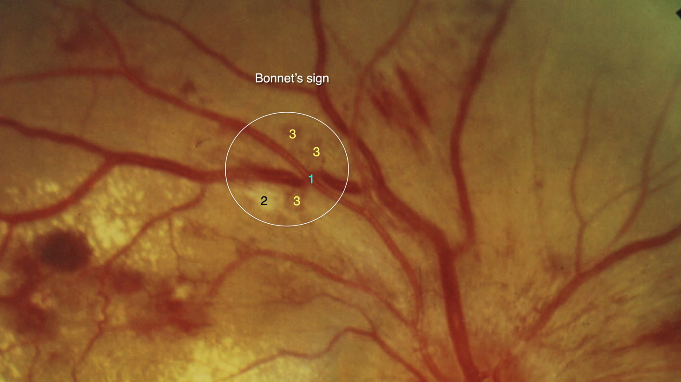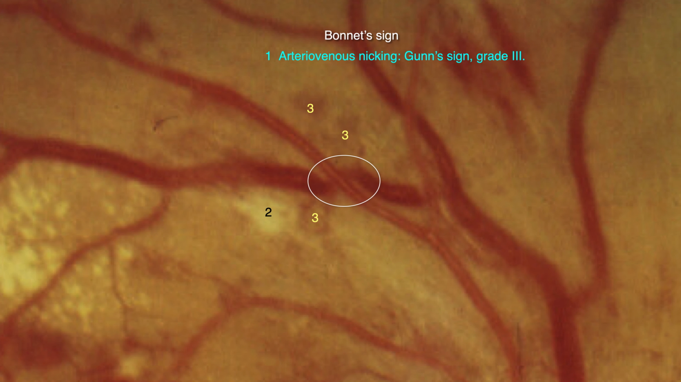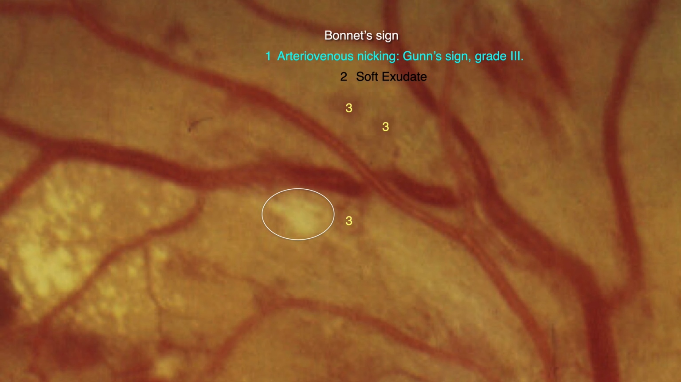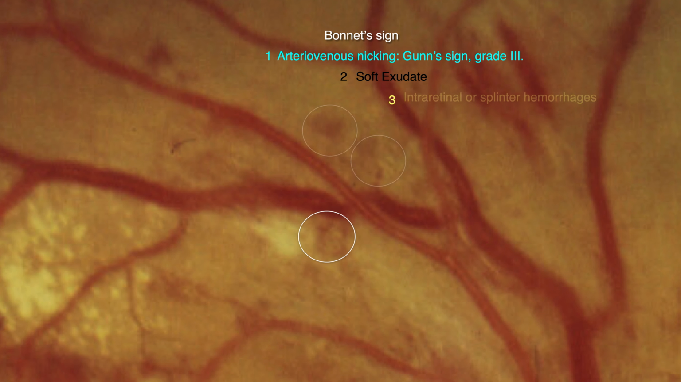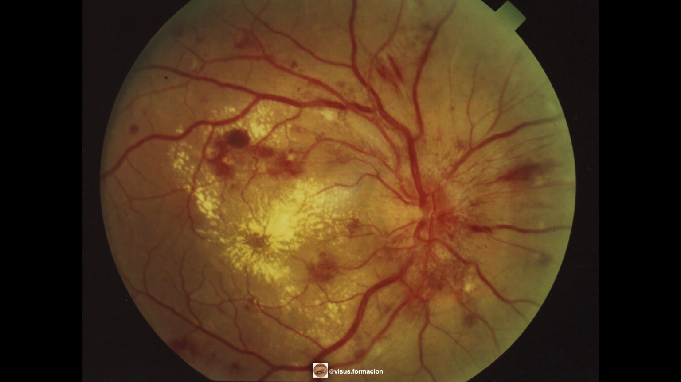Here we can see the bonnet sign, which is made up of the following triad: an arteriovenous nicking, associated in the vicinity of the crossing with a cotton wool spot, and retinal hemorrhages.